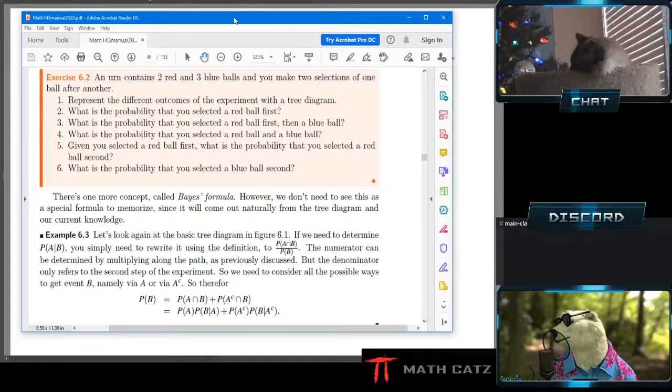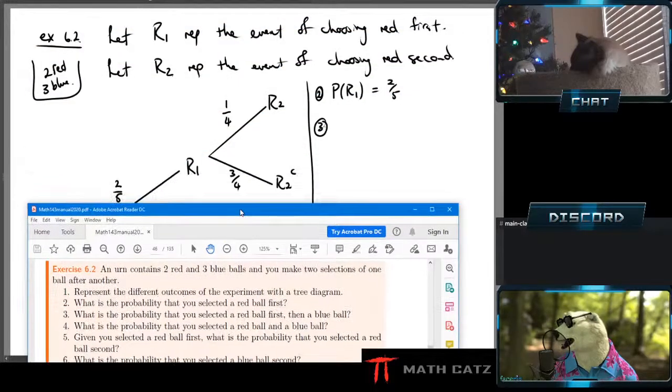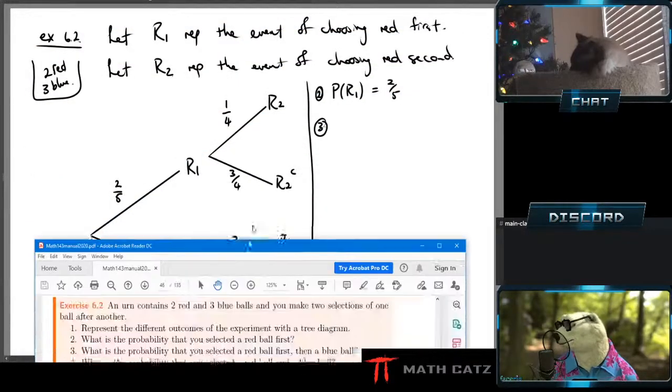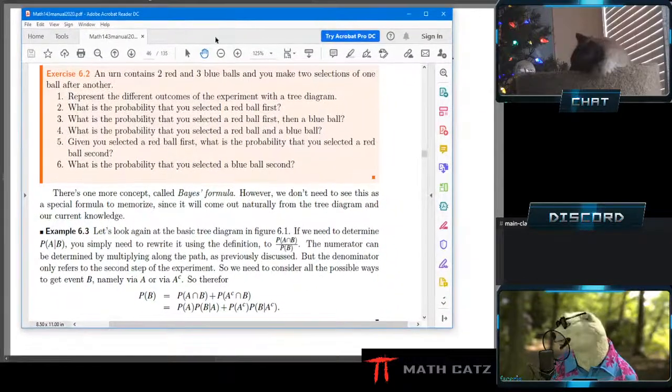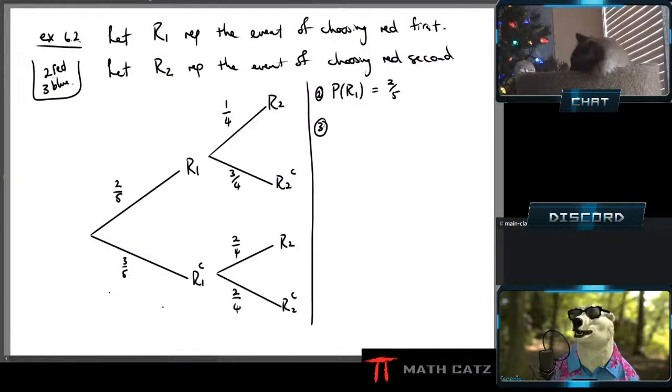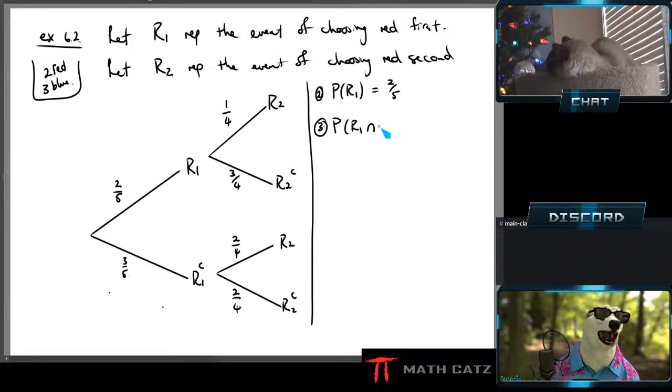So now I ask myself, is that on the tree? No, because they're asking for multiple things, and none of those things are given. There's no keyword given, if, anything like that. Selecting a red ball first, then a blue ball. So in terms of my defined events, I'm looking for red ball first and then blue ball second, so that would be not red second.